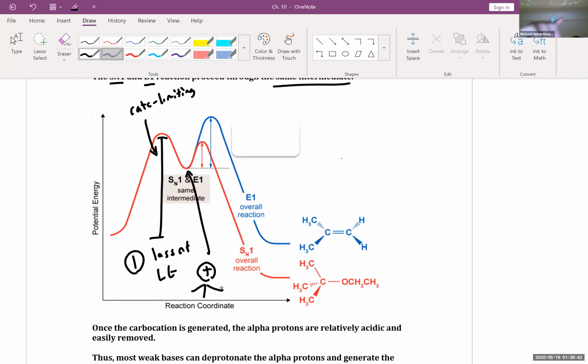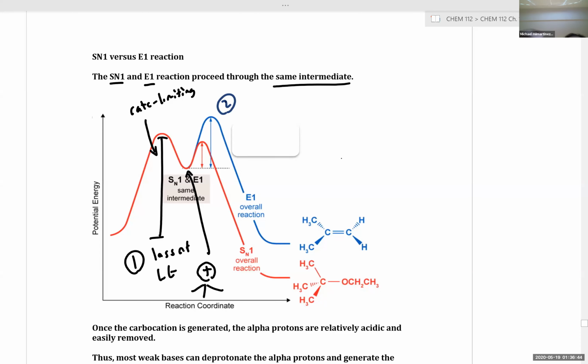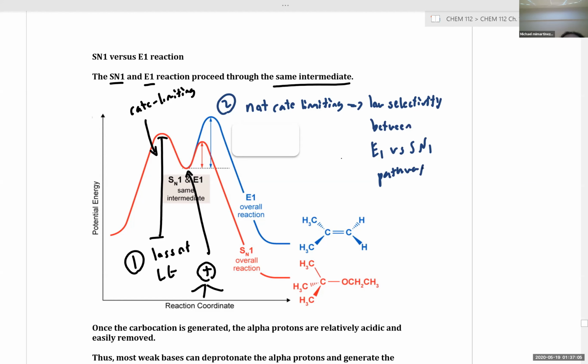And unfortunately, step 2 is not rate limiting, which results in low selectivity between E1 versus SN1 pathways. So you'll inevitably get a mixture when you run these reactions.